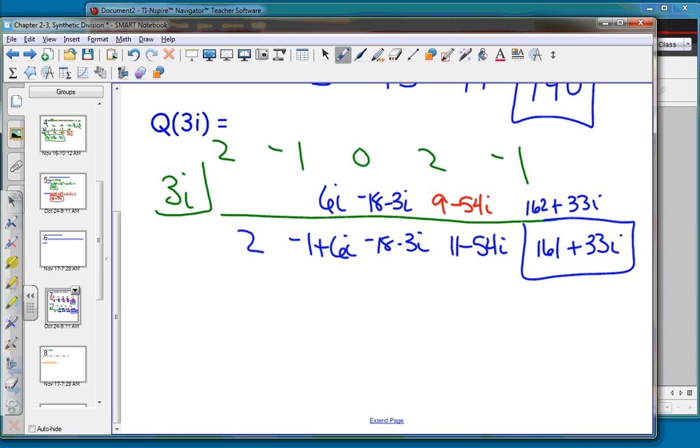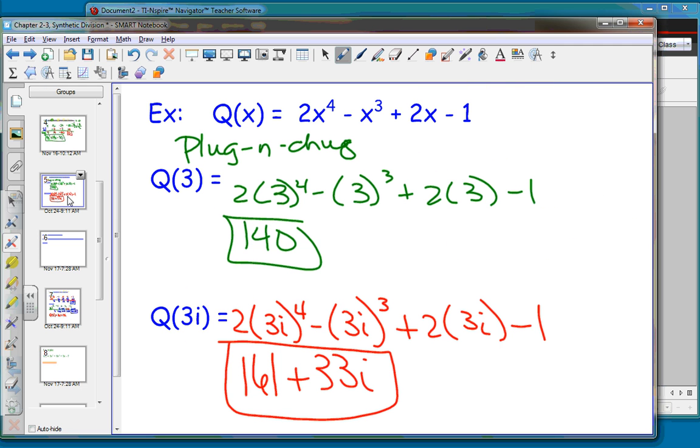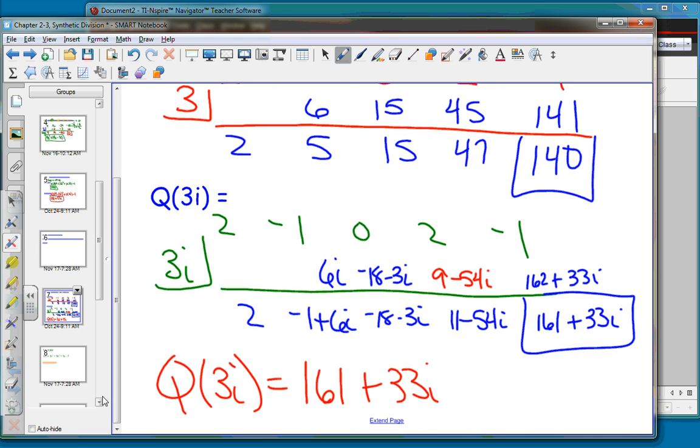What do you do once you have that? What this proves is if I did plug and chug at 3i, it should have given me 161 plus 33i. Did it back here? It did. Which means I can do plug and chug and get my remainder, or I can do synthetic division and also get my remainder. It's a gorgeous thing.